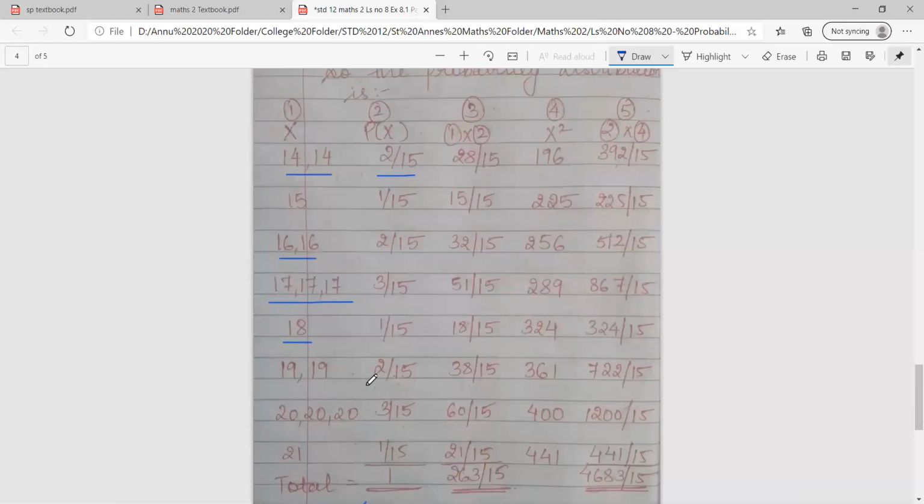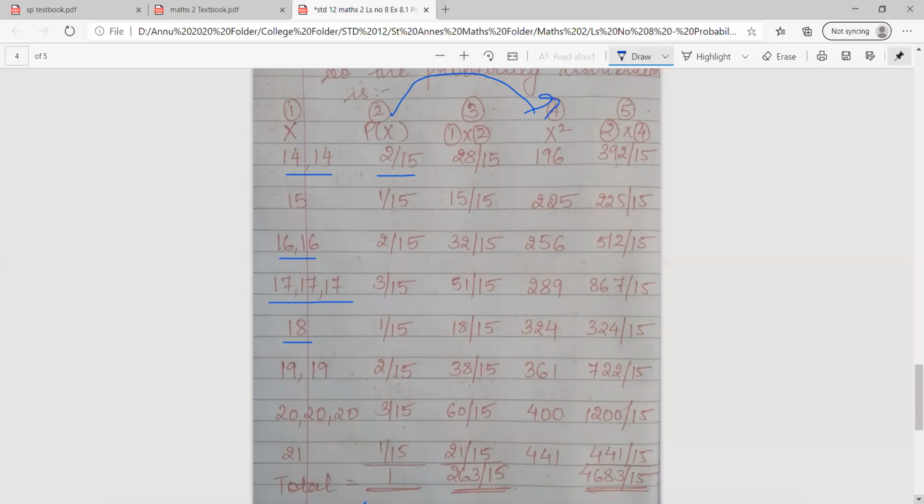After finishing with that, next you can move to column number 4. Column number 4 is X squared and column number 5 is multiplying both the columns 2 and 4. So on doing X squared, that is 14, 15, 16, 17, 18, 19, 20, 21, these are the squares of all the values of X. Then you will multiply columns 2 and 4. So 196 twos are 392 by 15. 225 ones are 225 by 15. And similarly, I have calculated values for all the X values.